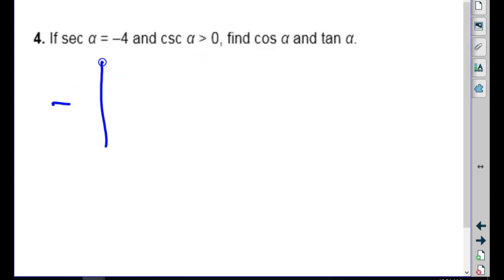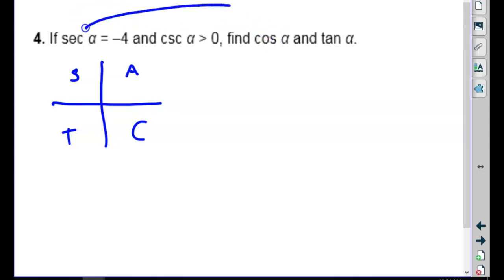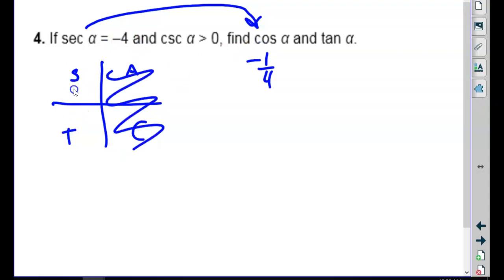Maybe at least figure out what quadrant this is. All students take calculus. Secant is negative, so that means what else is negative? Okay, they want the cosine. Well, we don't need to do any work, do we? That would be negative 1/4, because it just flips over. But where is the cosine negative? One of these guys? Okay, cosecant is positive, which means sine is also positive, so it's in quadrant 2.